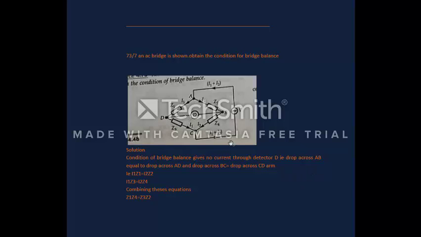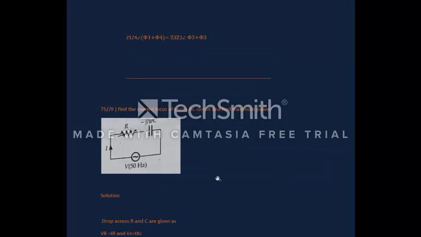Therefore, the drop across AB should be equal to the drop across AD, and the drop across BC should be equal to the drop across the CD arm. Therefore, I1 into impedance 1 should be equal to I2 into impedance 2, and also I1 into impedance 3 is equal to I2 into impedance 4. Combining these equations, we see that impedance 1 into impedance 4 is equal to impedance 3 into impedance 2.